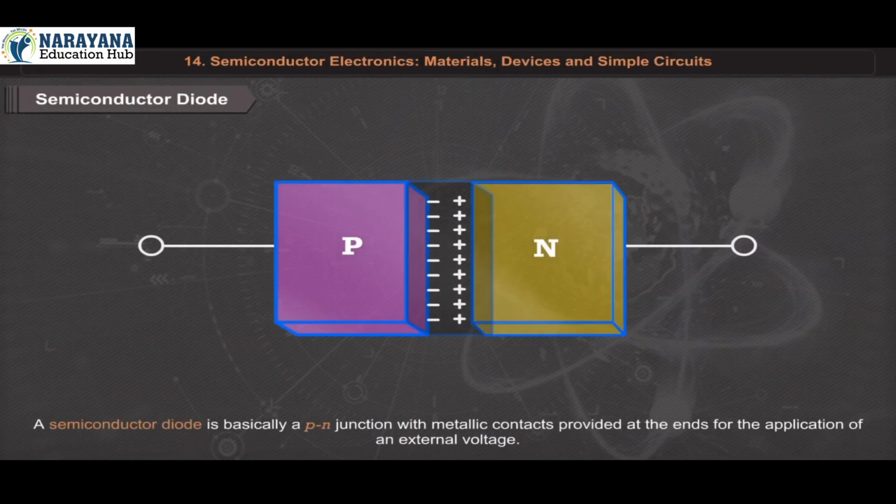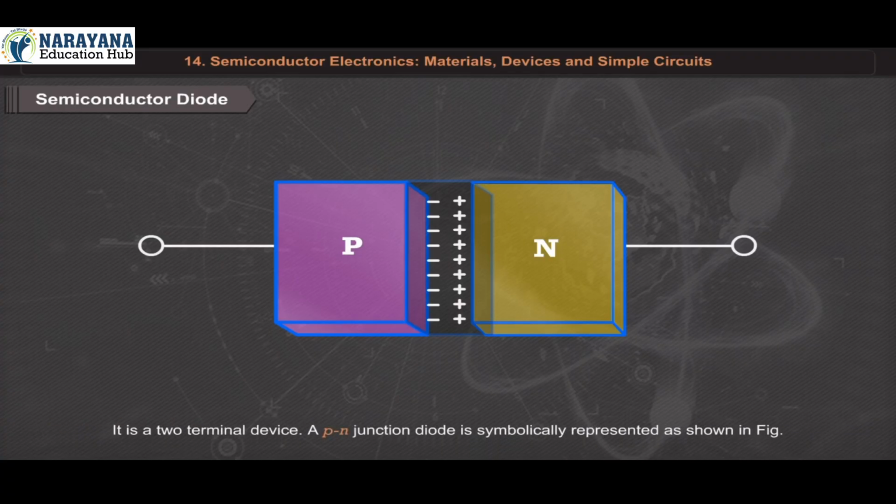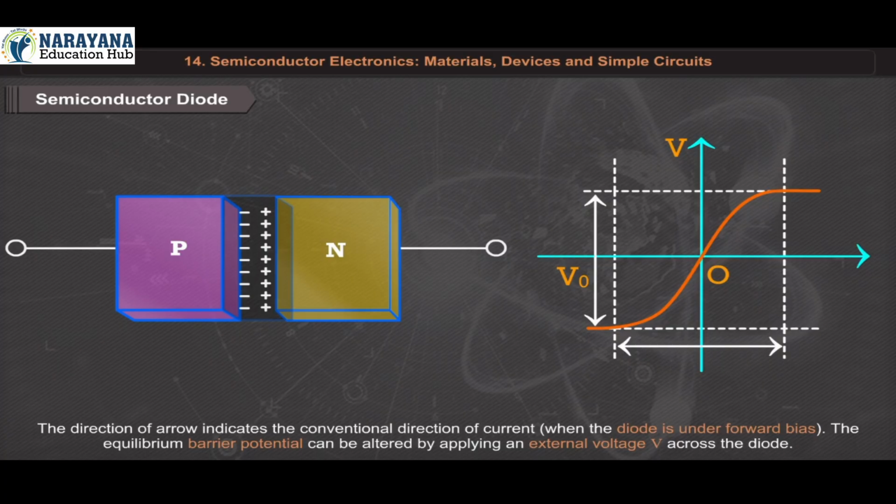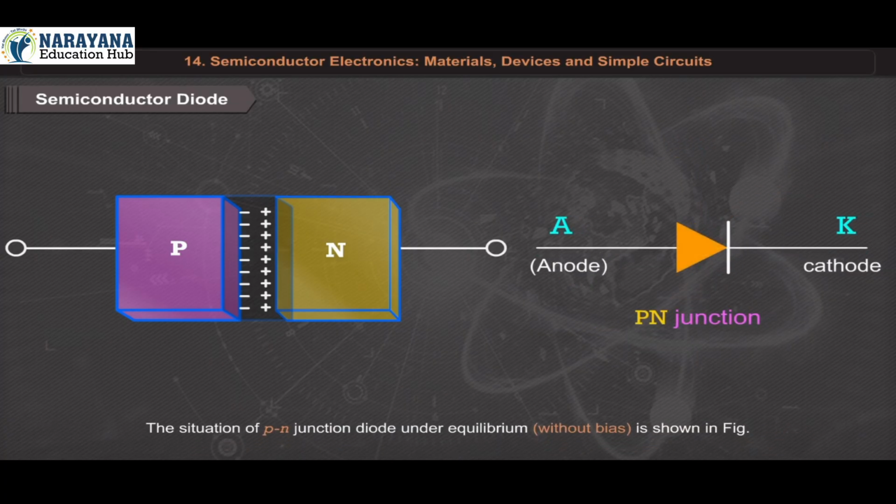Semiconductor diode. A semiconductor diode is basically a p-n junction with metallic contacts provided at the ends for the application of an external voltage. It is a two-terminal device. A p-n junction diode is symbolically represented as shown in figure. The direction of the arrow indicates the conventional direction of current. When the diode is under bias, the equilibrium barrier potential can be altered by applying an external voltage V across the diode. The situation of a p-n junction diode under equilibrium without bias is shown in figure.